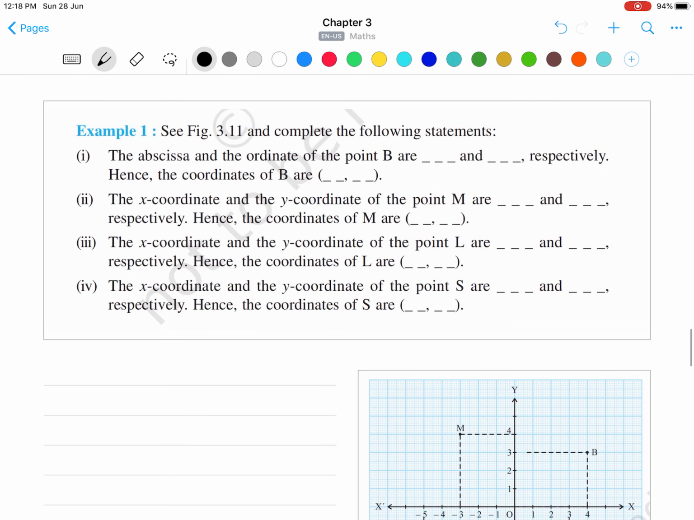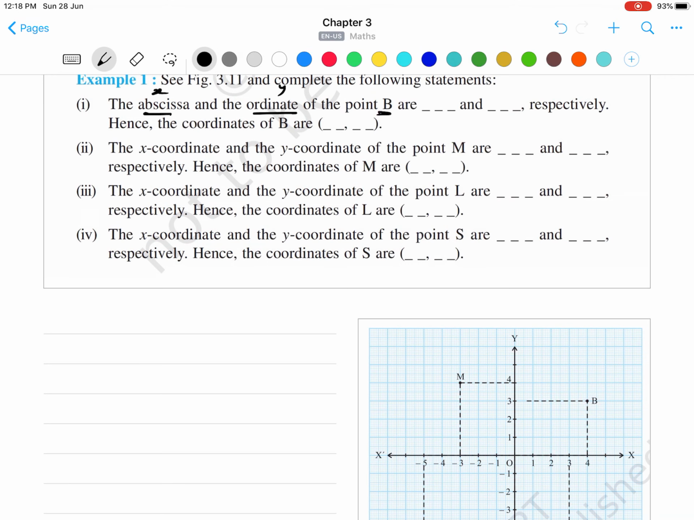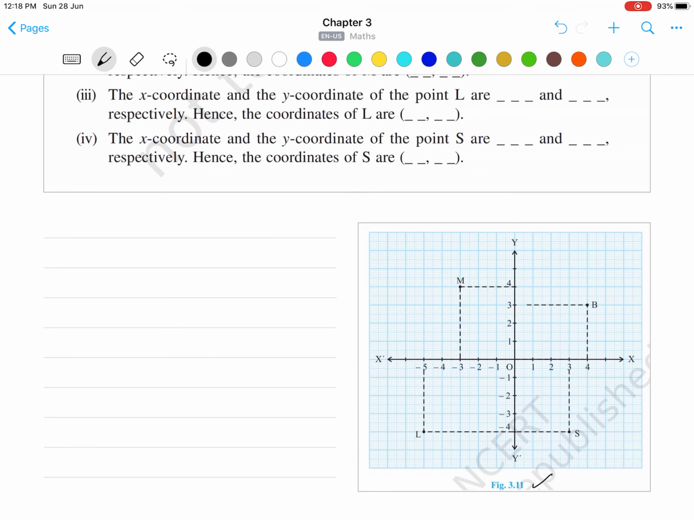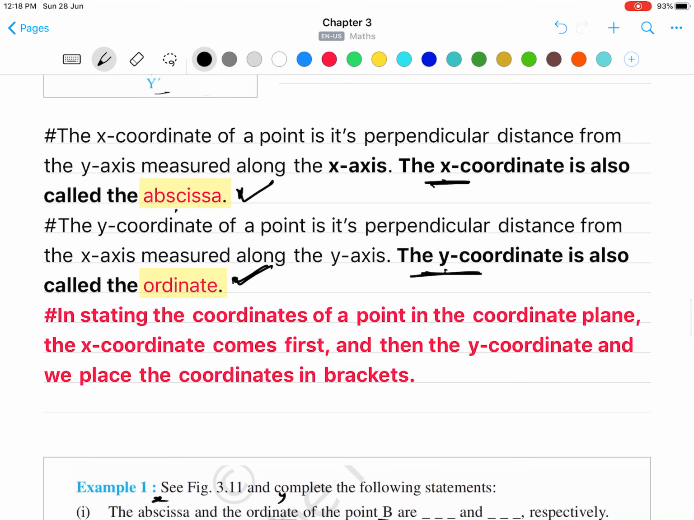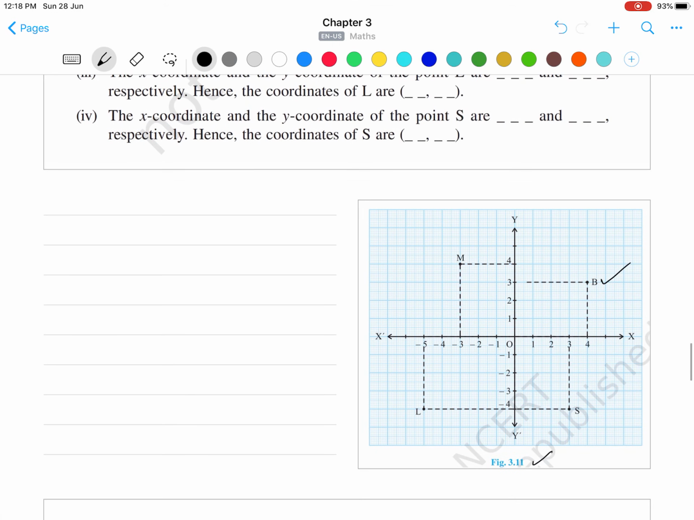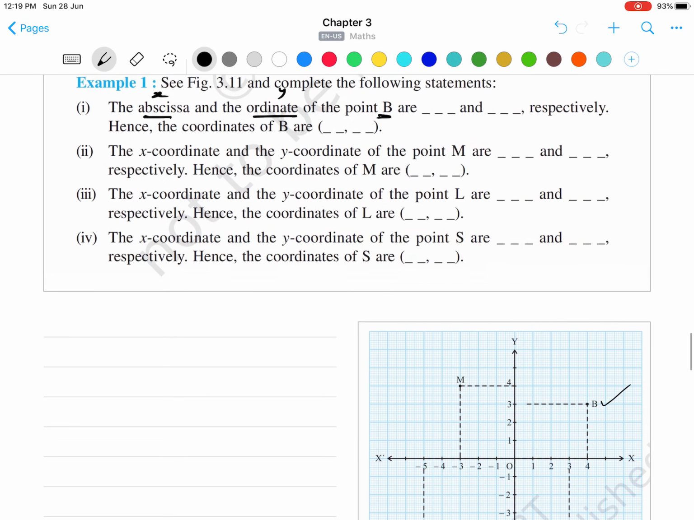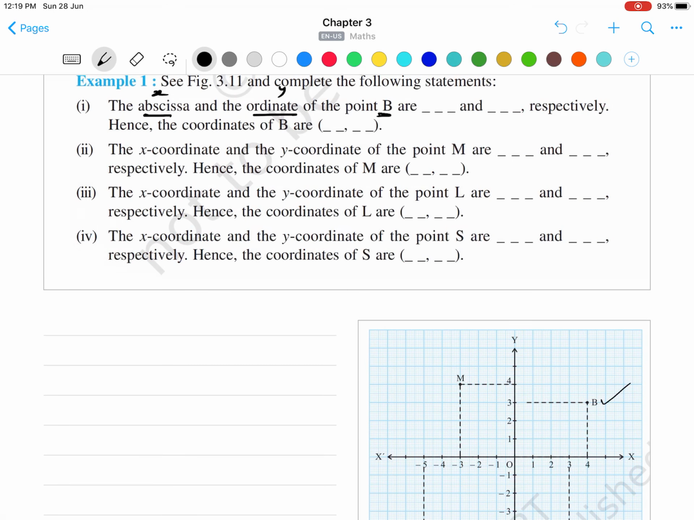It says, complete the following statements. First part is the abscissa and ordinate of the point B. Abscissa means the x coordinate, ordinate means the y coordinate, of point B. So first locate the point B. Point B is here. So you have to write its x coordinate and y coordinate. Like I said, the x coordinate is the perpendicular distance from the y axis. So this is the y axis.